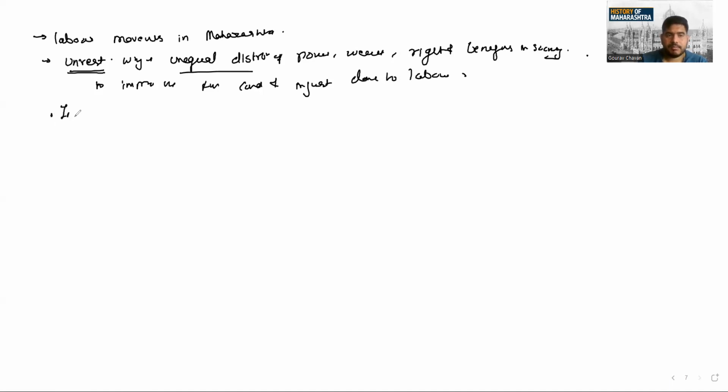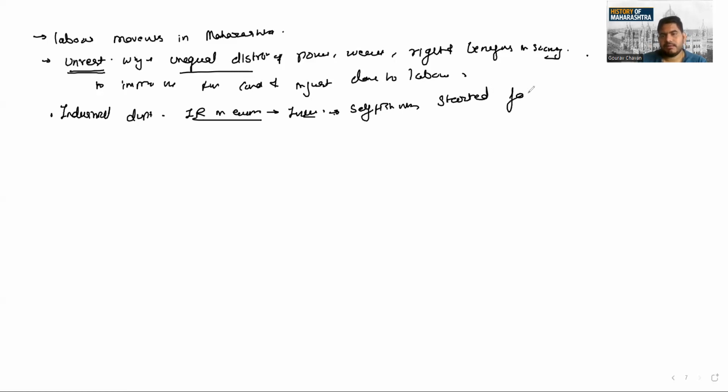The first thing was industrial development. There was an industrial revolution in Europe, and it affected India as well. For their own benefit, for selfish interest, the Britishers started factories and industries in India. Were they for our development? No, they were completely for the selfish purpose of the government.